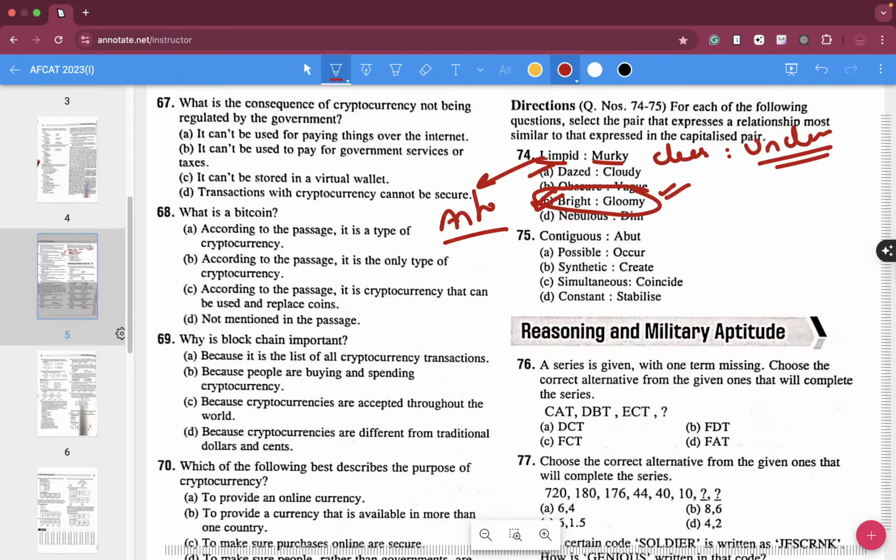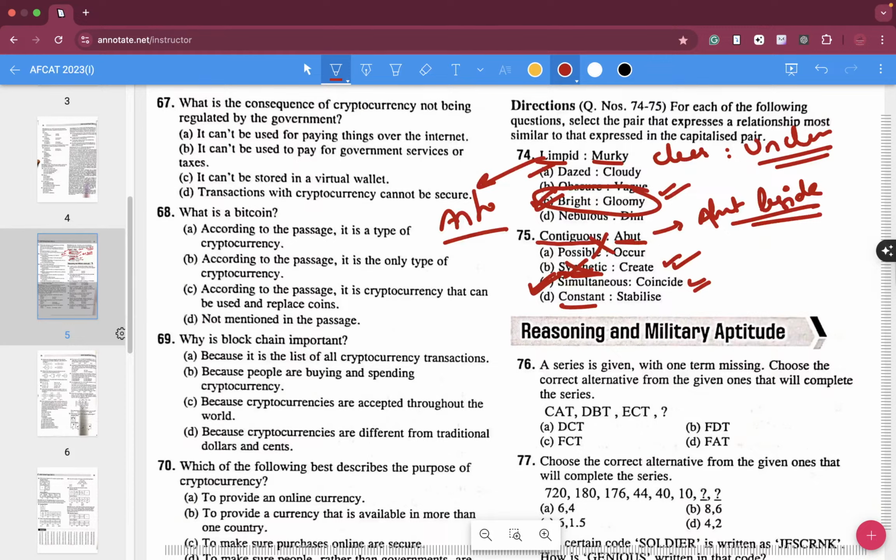Okay, contagious means something spreading from one place to another. Abut means beside. Abut means just beside. Okay, right? Okay, so possible occur. Synthetic is to create. For me, honestly, right? Synthetic. Okay, synthetic means what? Artificial. So this is also not the right one. Simultaneous is to coincide. Coincide. This one seems to be the closest possible answer for this particular question, folks.